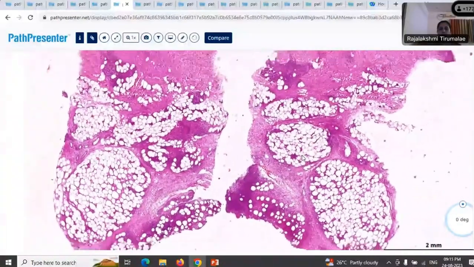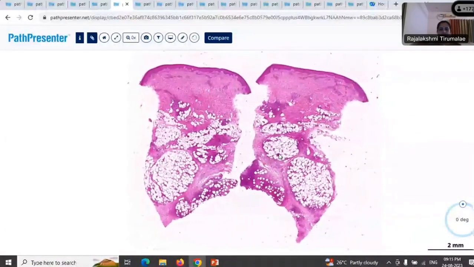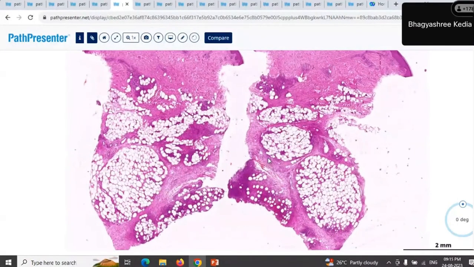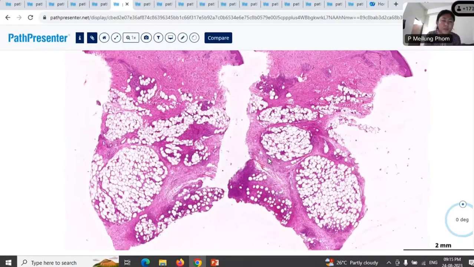So what would you want to call this, together with the history? It's a panniculitis, right? What kind, septal or lobular? Panniculitis, yes, you are right. Is it predominantly septal or predominantly lobular? Predominantly septal.